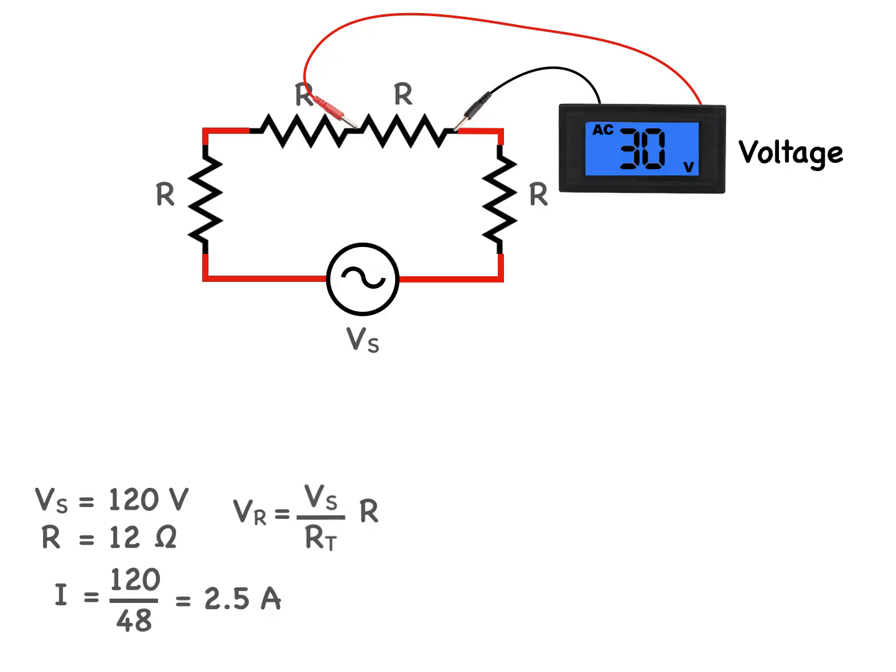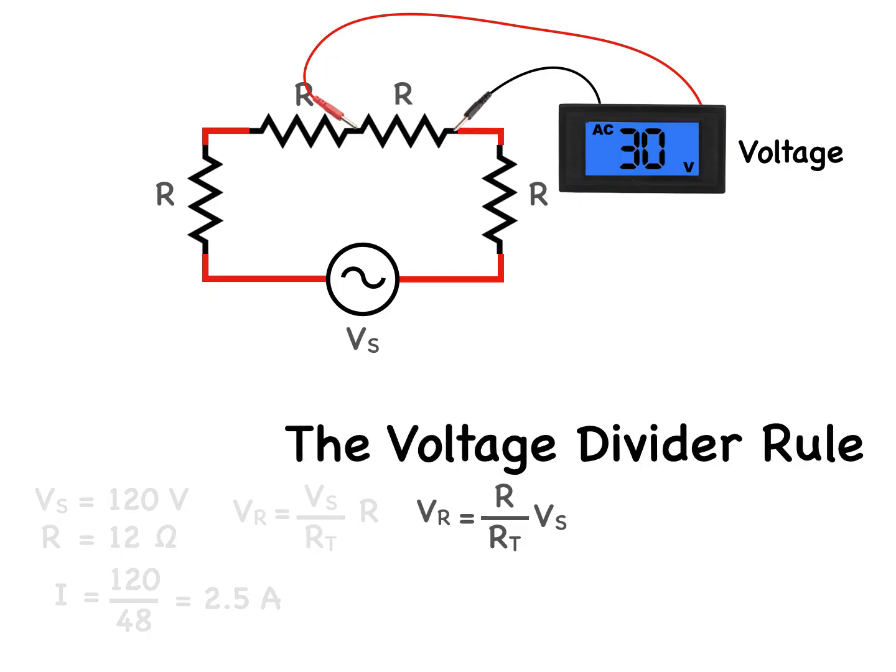Substituting it for the current in the voltage drop equation, we find the individual voltage drop is equal to the supply voltage divided by the total resistance times the individual resistor. If we rearrange the terms of this equation like this, it gives us what is known as the voltage divider rule, which says that the voltage drop across any resistor in a series circuit is equal to the ratio of the individual resistor over the total resistance times the source voltage. In this case, it's 30 volts.